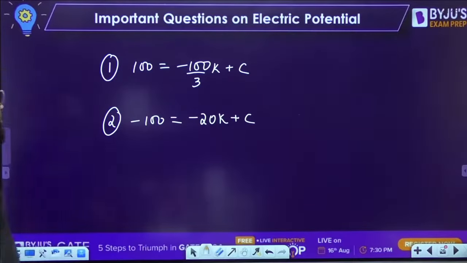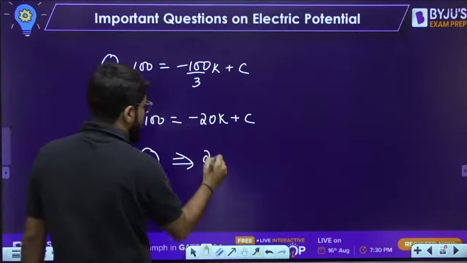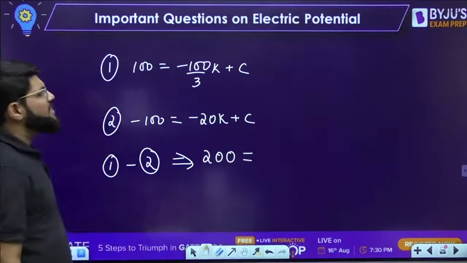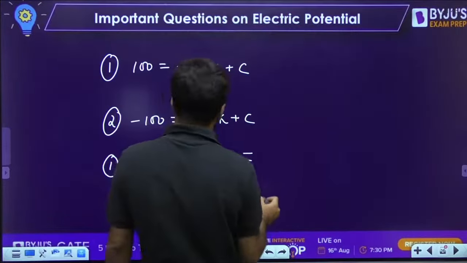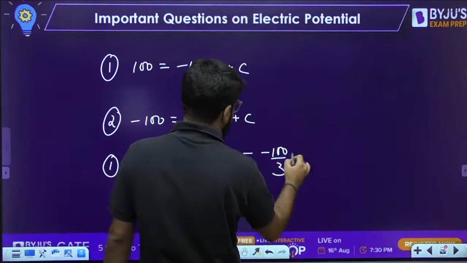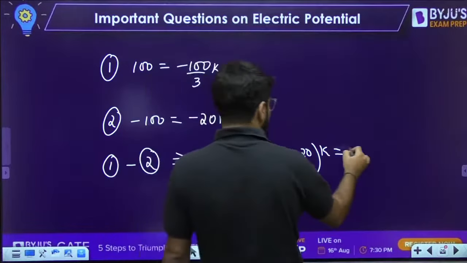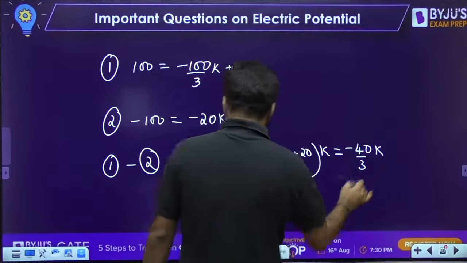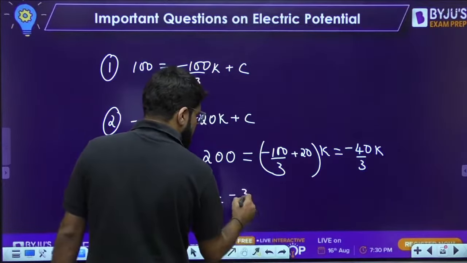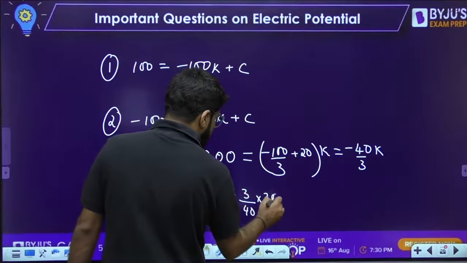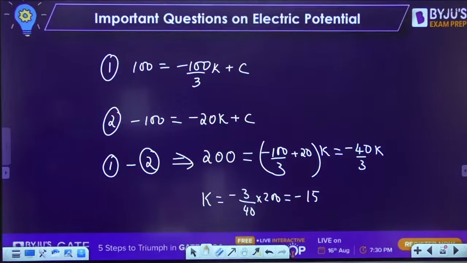We can easily subtract these two. So when you do 1 minus 2 subtraction, 100 minus minus 100, left side will be 200, and on the right side c will get cancelled. If you cancel c, you are left with minus 100 by 3 minus minus 20 times k. From here we get the value of k. So this is 60, so minus 40 by 3 k is 200. So the value of k is minus 3 by 40 into 200. That is minus 15, 200 by 40 cancelled. Correct, k is minus 15.